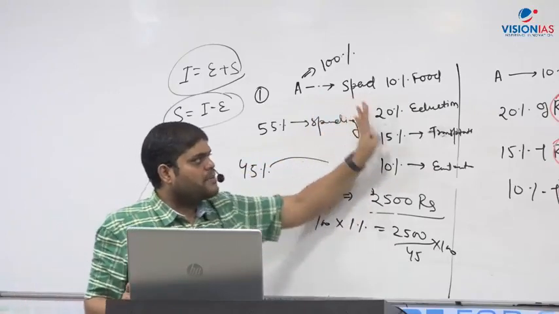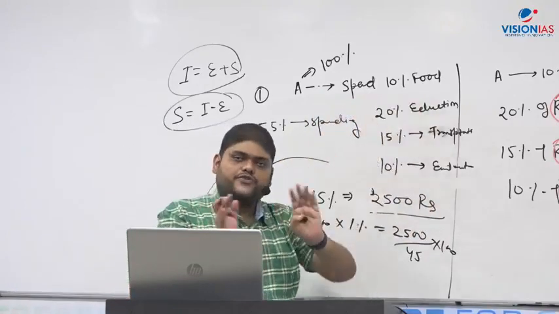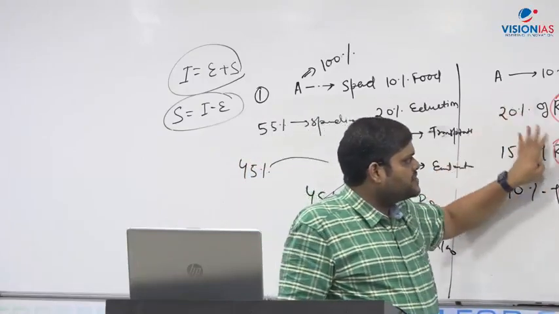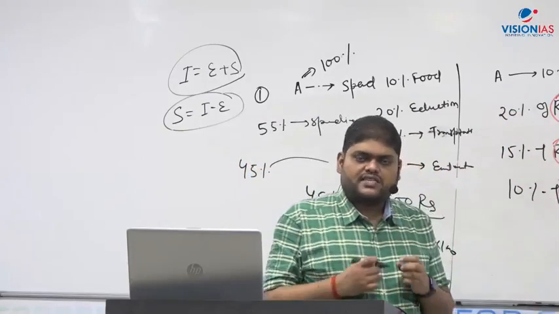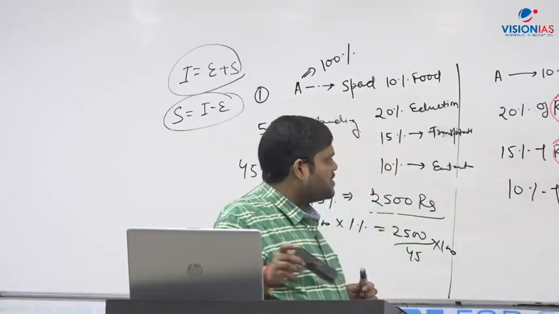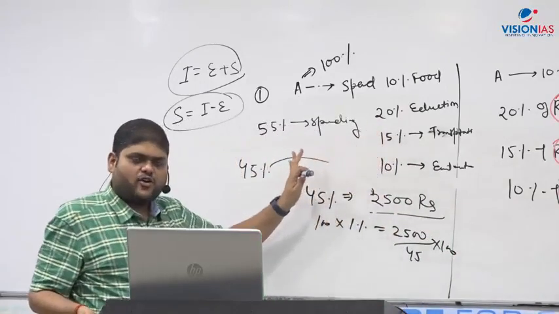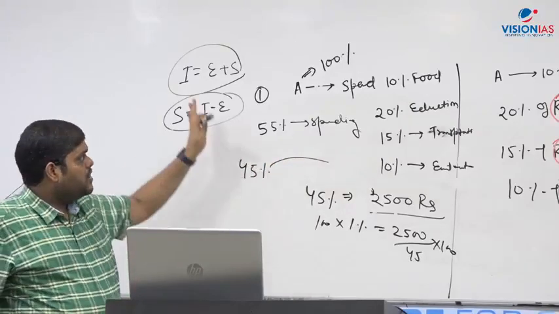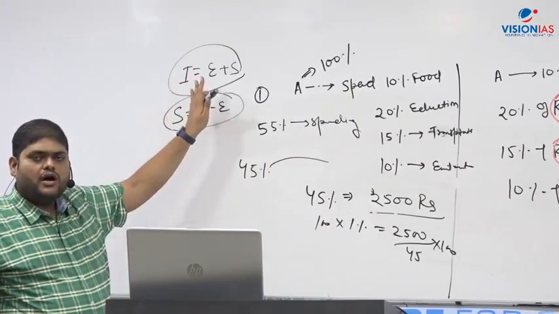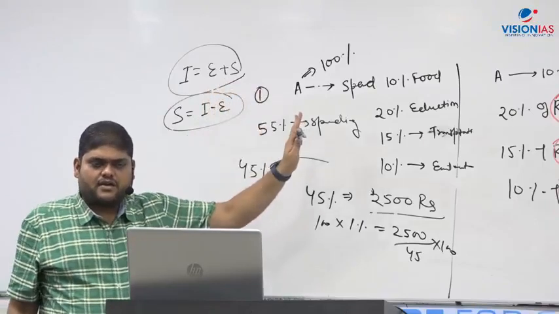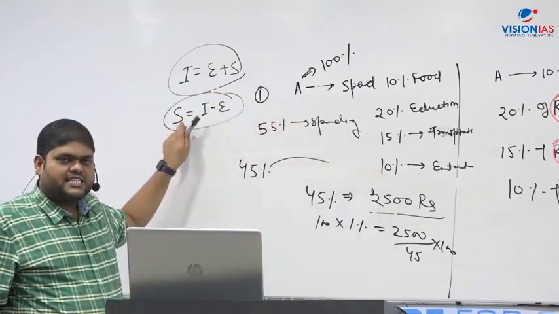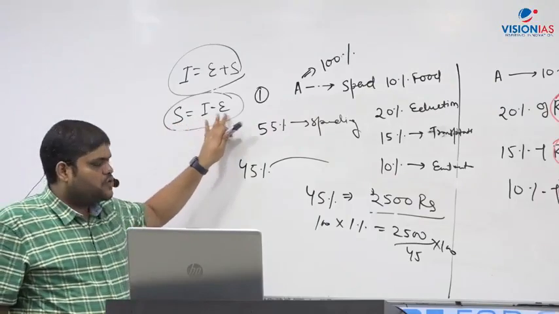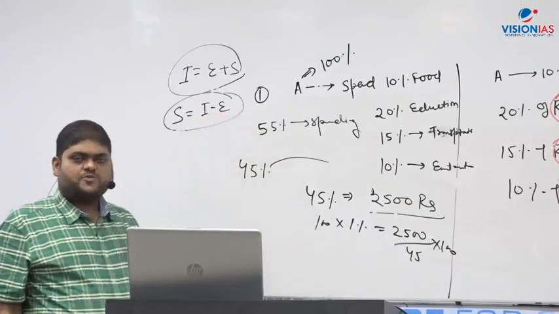This has no "remaining" word. That means everything is out of the total. I hope this is clear to everybody. It's a very simple one. Income is equal to expenditure plus saving, so saving is equal to income minus expenditure.